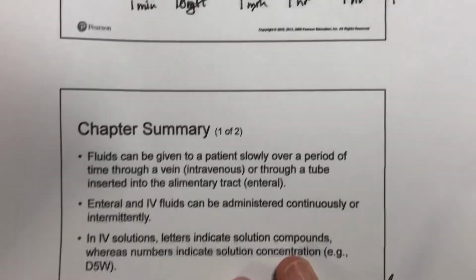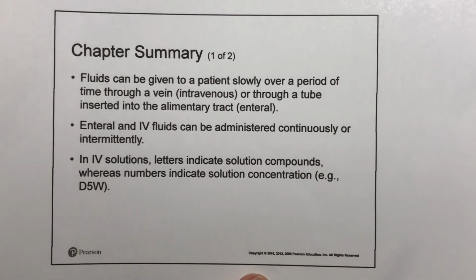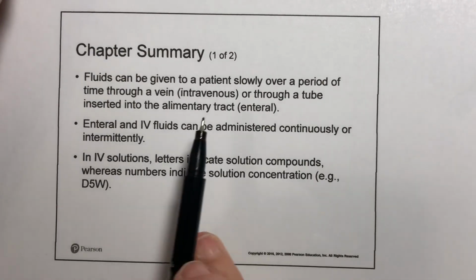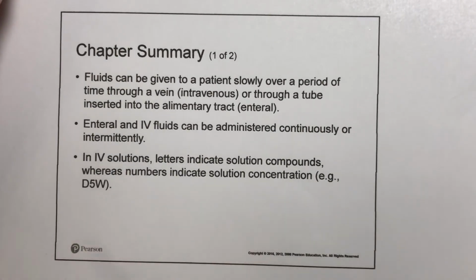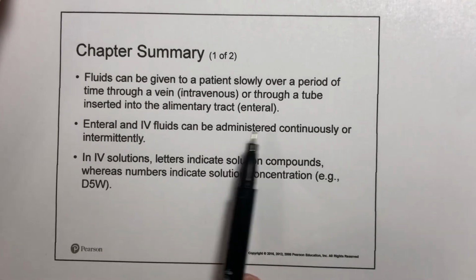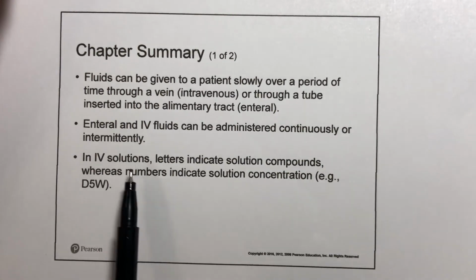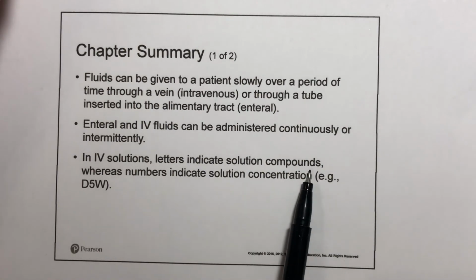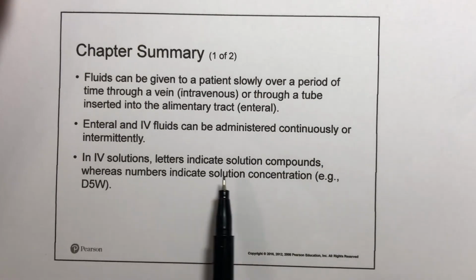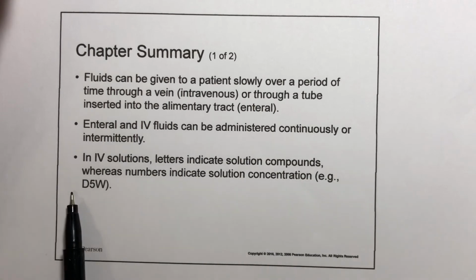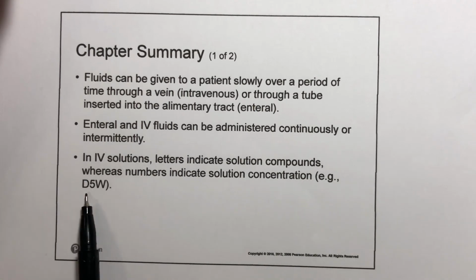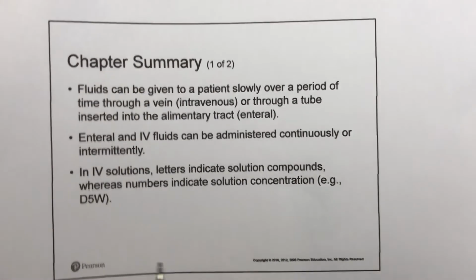Okay, now in summary, what have we done? We've talked about how fluids can be given to a patient slowly over a period of time through a vein or an enteral tube. And they can be administered continuously or intermittently. In IV solutions, letters indicate solution compounds, whereas numbers indicate solution concentration. Dextrose, 5% with water.